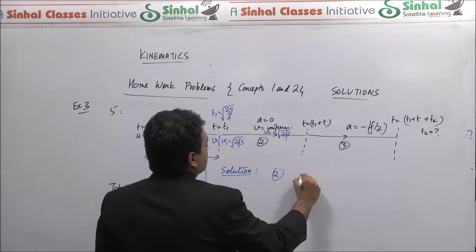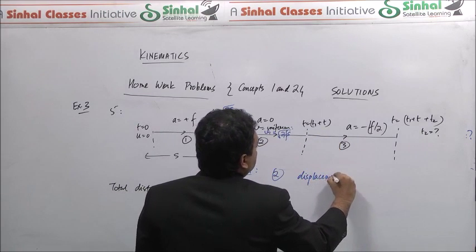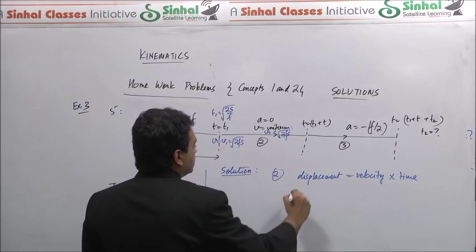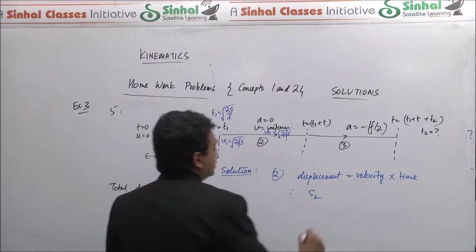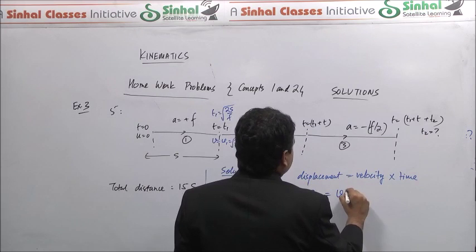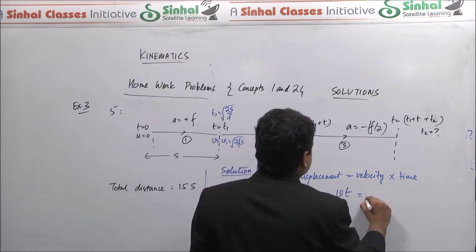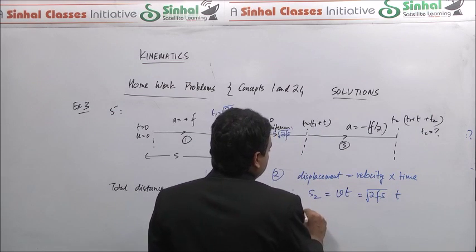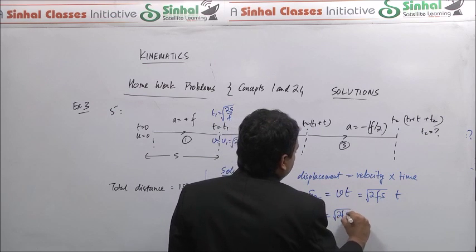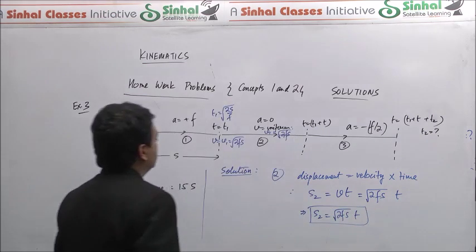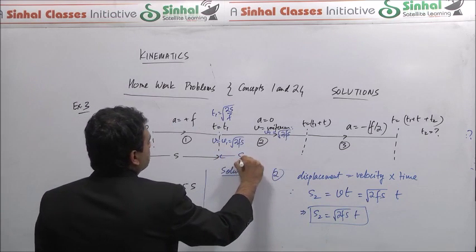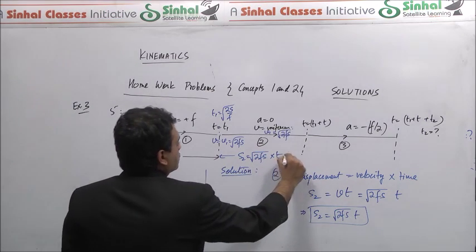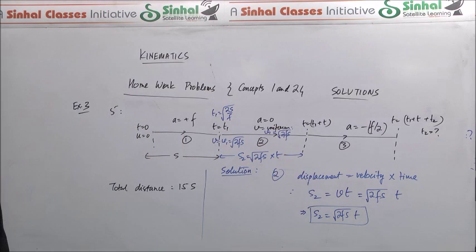So now with these things in place, let us look at the second interval. For the second interval, displacement should be equal to velocity into time. Let us say that the displacement is s2, and s2 is equal to the velocity into the time, which is t, and the velocity during this interval is the square root of 2fs. So we've got s2 is equal to the square root of 2fs into t. That is the conclusion that we are getting from the second part.